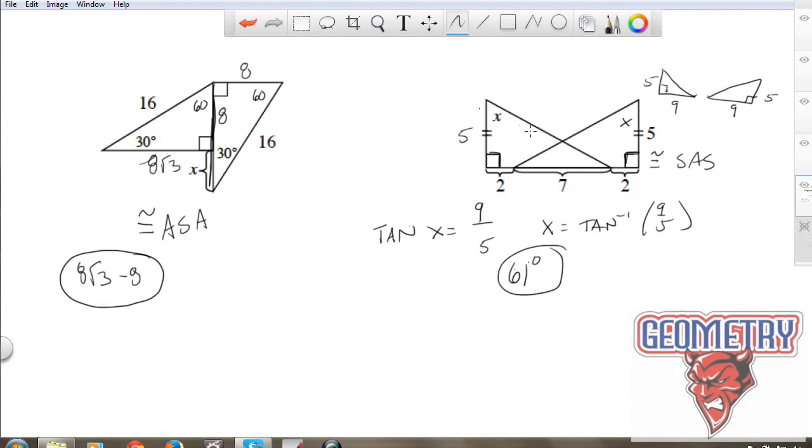So don't be so quick to give up if it looks like you're stuck. Maybe you don't have an angle. Remember, we can always use our trig stuff to help us out in that situation.